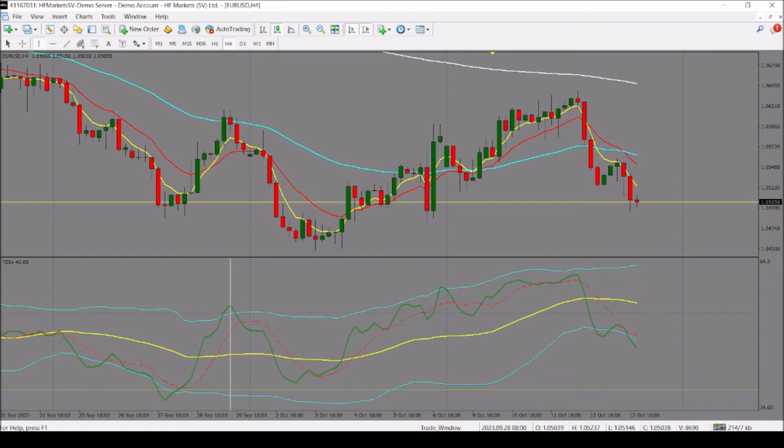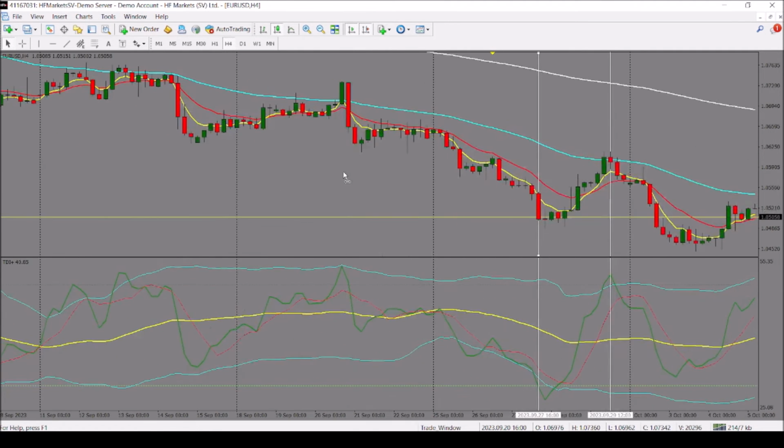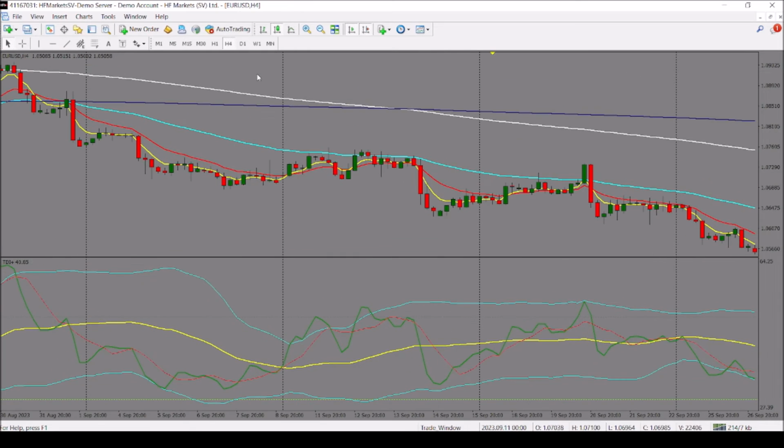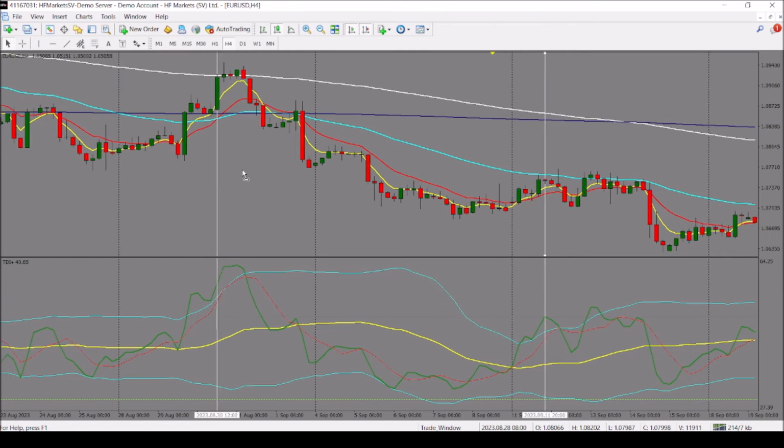Let me mark it this way. We have this one, then we have another one. These are the potential points that we were going to look for the patterns, right? Then going back, we have this one as well. The first breakout of the RSI line on the H4 time frame is what is important. Then we had this one as well.